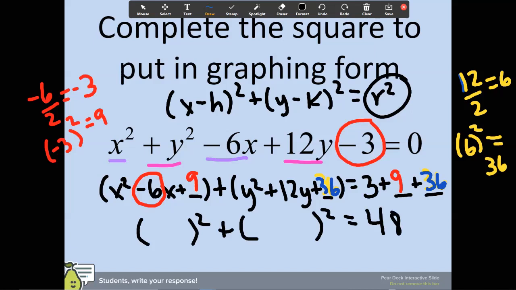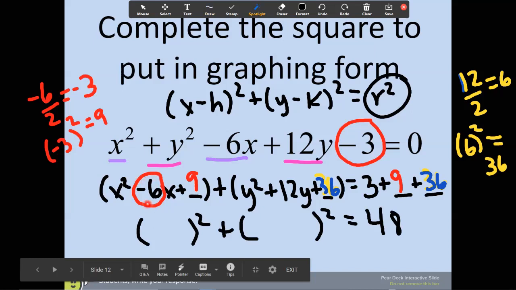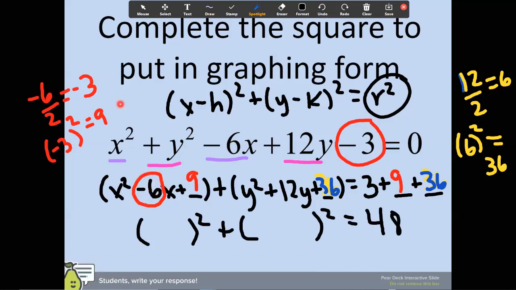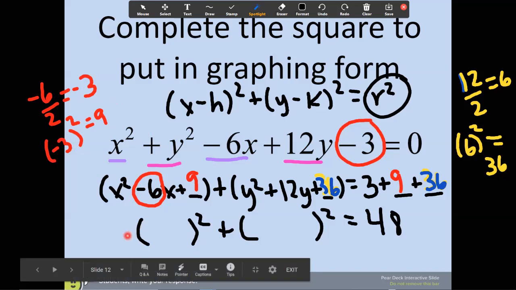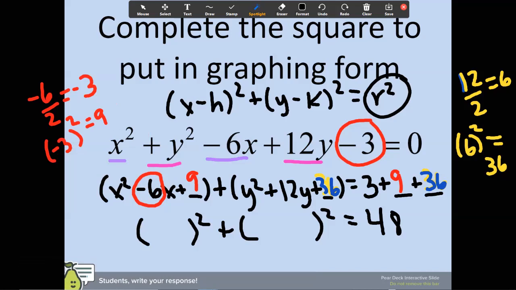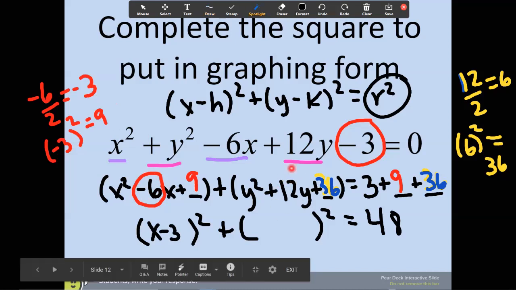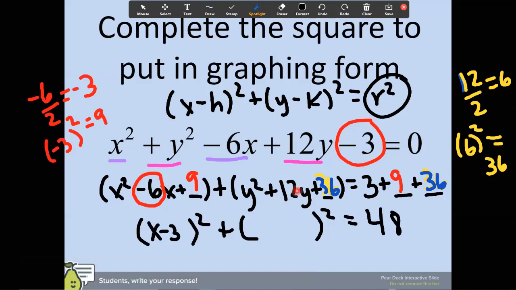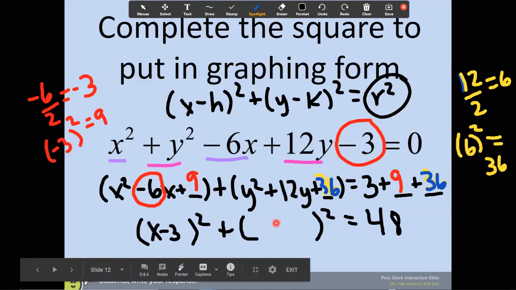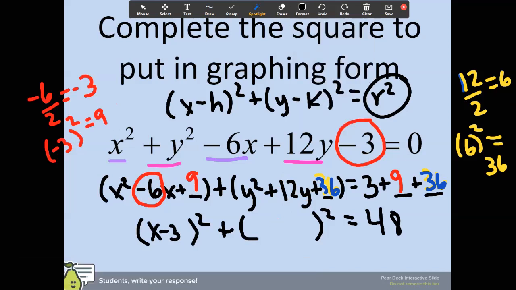Then when I'm trying to figure out what is going to go in this, it's basically going to be half of your B, half of this number. Half of that number was -3. That's always what's going to go there. So also paying attention to the sign. Whatever sign is in front of your X, that's the sign that has to go here. So this is going to be an X -3. I'm going to do the same idea with my Y. Half of 12 is 6. That's what we got over here, +6. So I'm going to put a +6 here. So this is going to be Y plus 6. And that is our equation.